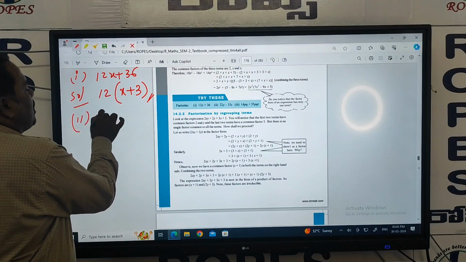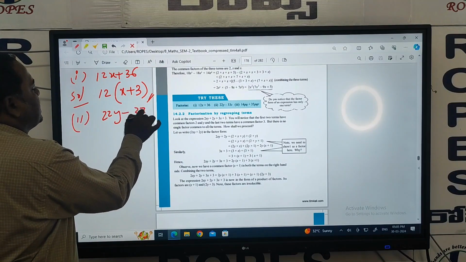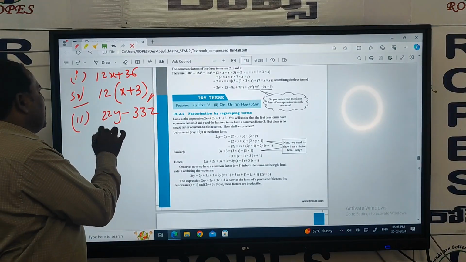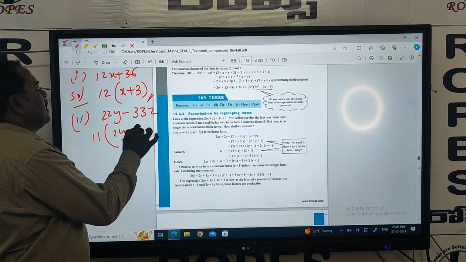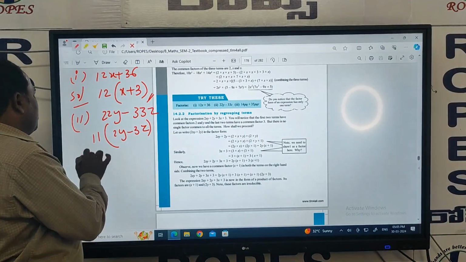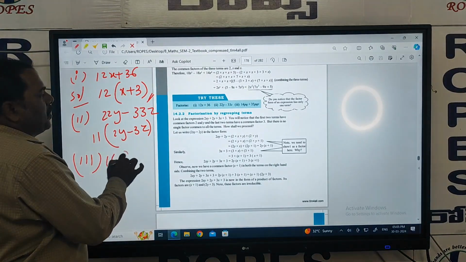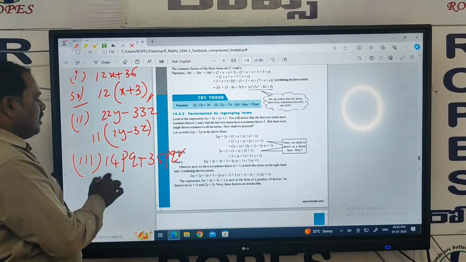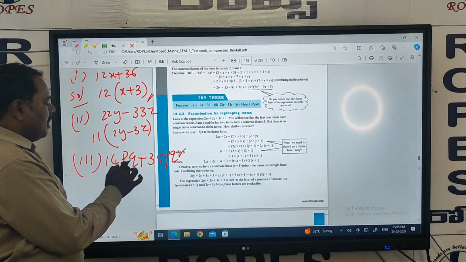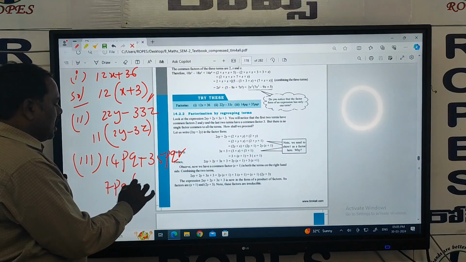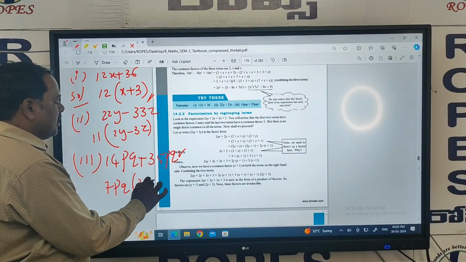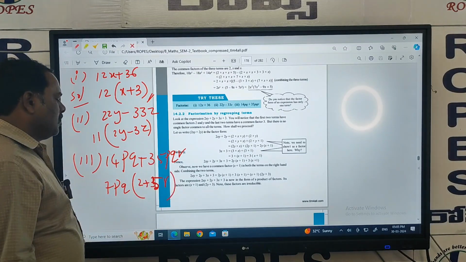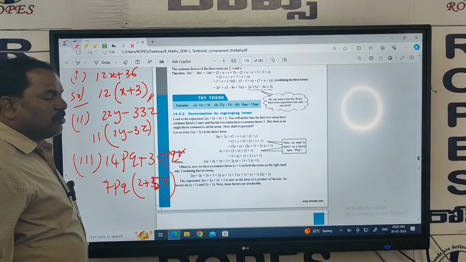And the second one, 22y minus 33z. From these two terms we can take 11 common, 11 into (2y minus 3z). And the third one, 14pq plus 35pqr. From this one we can take common 7pq. So here 7pq into (2 plus 5r). Okay, so this is the factorization, simple.